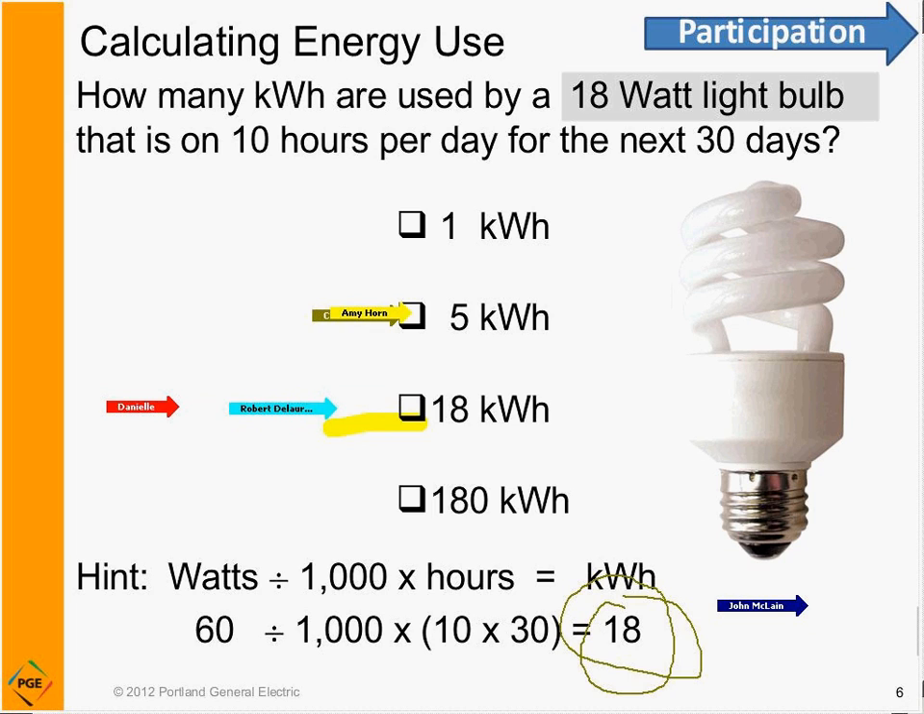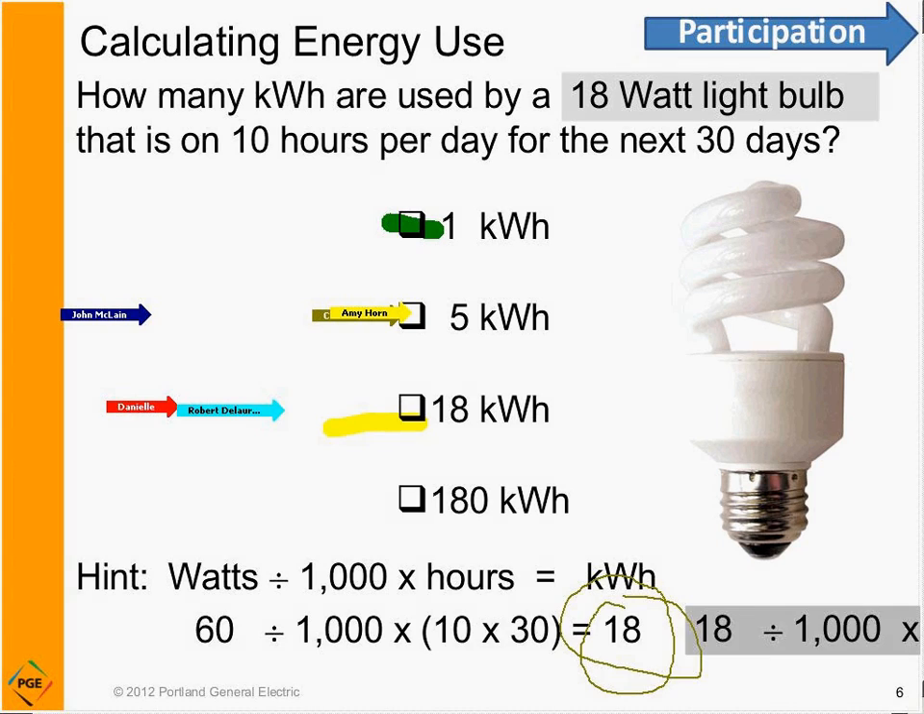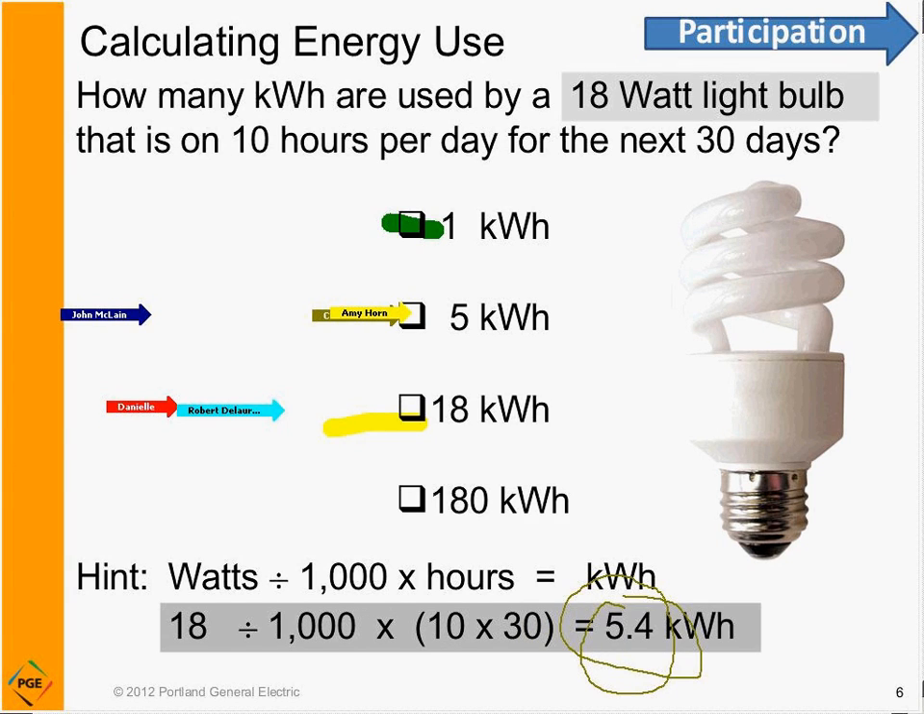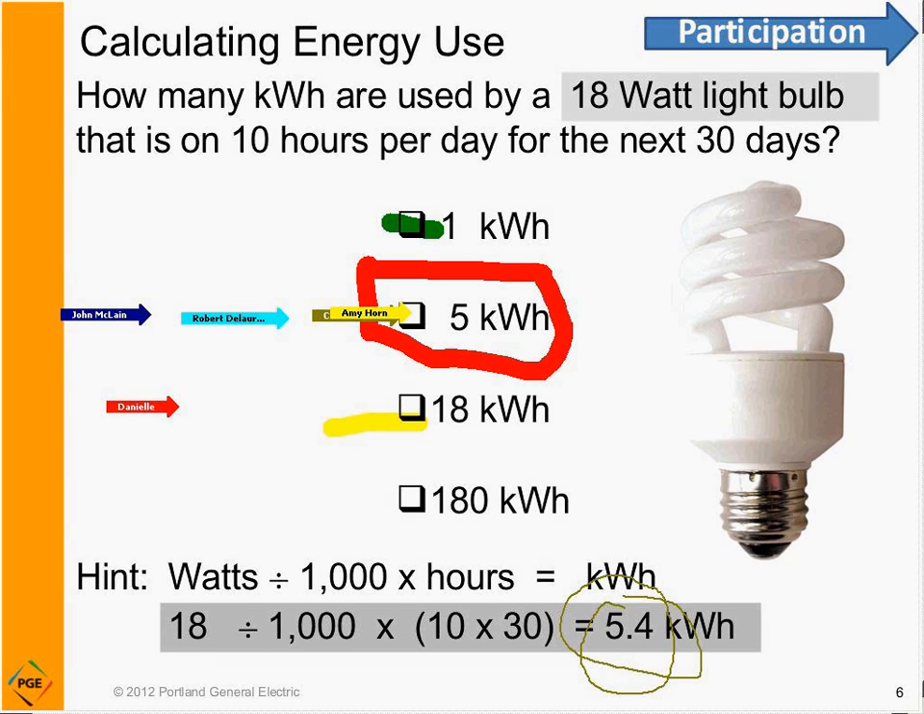And everyone's moving up. 1 kilowatt hour. Well, it's not quite that good. So the correct answer is 5.4. 18 divided by 1,000 times 30 is 5.4 kilowatt hours. So obviously, you could also use this to calculate these two numbers. The difference would be your energy savings. Very good. We're all engaged and we're all learning to use all kinds of different tools.